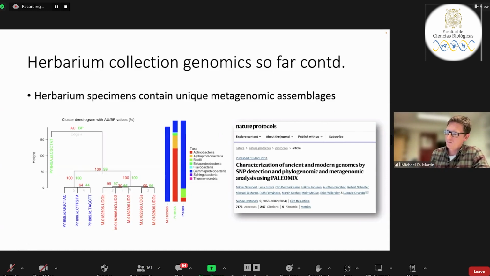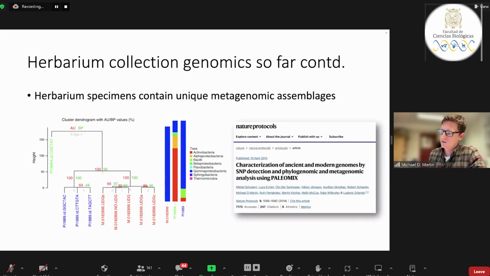We also used, back in 2014, some of the first herbarium genomic data to characterize the metagenomic community that was found on these herbarium specimens. Actually, in this case, they were potato leaves. And that was an exciting early result showing that on each leaf that we analyzed, we basically looked at all the sequence data that didn't map to the potato reference genome. We looked at everything else, all the unmapped information, which is normally just discarded.